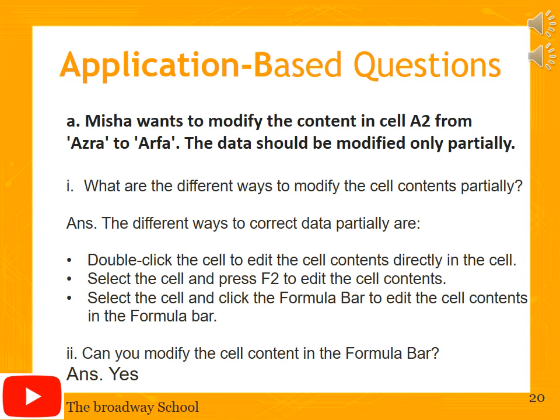Now, here is the answer. The different ways to correct data partially are: double click the cell to edit the cell contents directly in the cell. Second option, select the cell and press F2 to edit the cell content. And the last option is select the cell and click the formula bar to edit the cell contents in the formula bar. These three are the options. You can use any one of them, but while you write the answer, you will learn all three. Second question, can you modify the cell content in the formula bar? Yes, of course, you can modify from the formula bar.